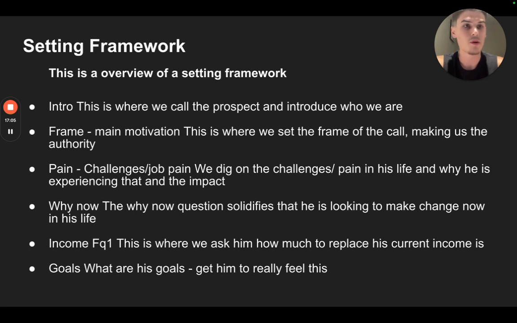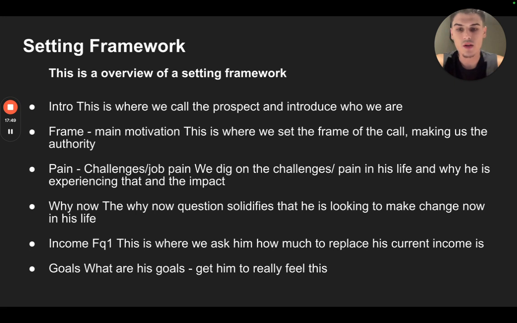And then after we get the income, we know if they're somewhat qualified, so we can continue the set call, because you don't want to waste time on a set call. If you speak to a DQ who's disqualified for over 20-30 minutes, you're just wasting your time. So getting their income and knowing if they've actually got money off the bat is what you want to do, because that way you can move on with the set call. So income FQ1, this is where we ask them how much to replace their current income is, and how much we need to help them make to be able to replace their income, so we can help them. Then we move on to goals.